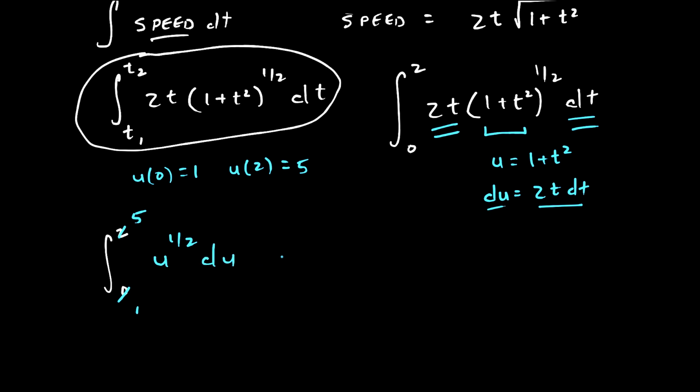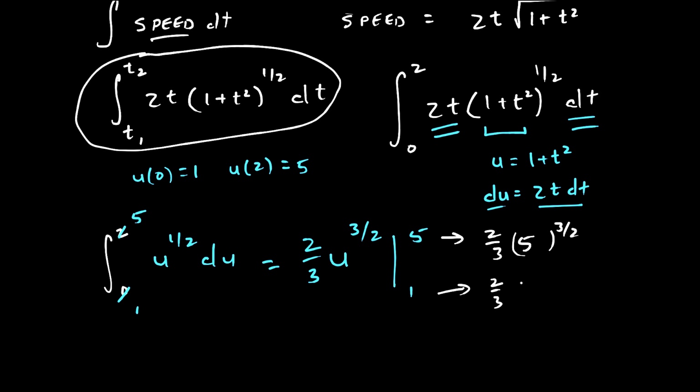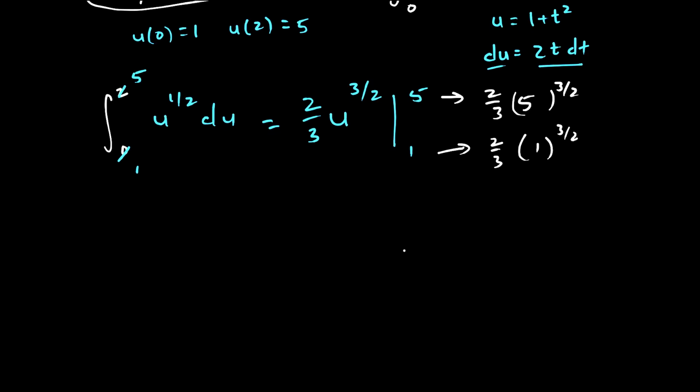So we can just go ahead and integrate this. We'll integrate u to the 1/2, so it's u to a power higher, which is u to the 3/2, divided by 3/2, which is really 2/3. And we will be evaluating that from 1 to 5. So I like to just plug those in right here. We're going to have 2/3 times 5 to the 3/2, and then 2/3 times 1 to the 3/2, and we're going to subtract those values.